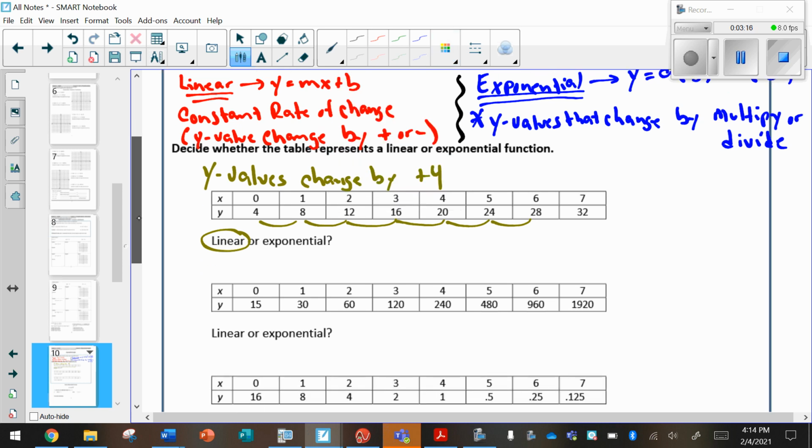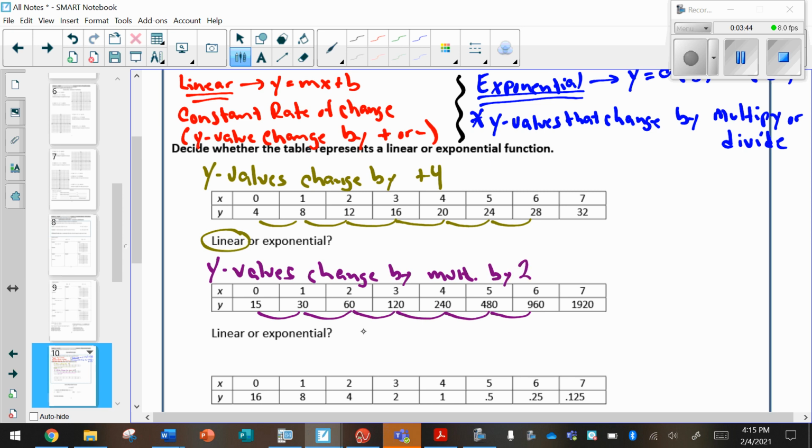Whenever the y values change by adding or subtracting the same number repeatedly, that's a linear equation. Let's try the next one. It goes from 15 to 30, and you're thinking, we just add 15, or maybe it doubles, times 2. Let's keep looking. 30 to 60, 60 to 120, 120 to 240. This seems like we are multiplying by 2. So the y values change by multiplying by 2, and that makes it exponential.